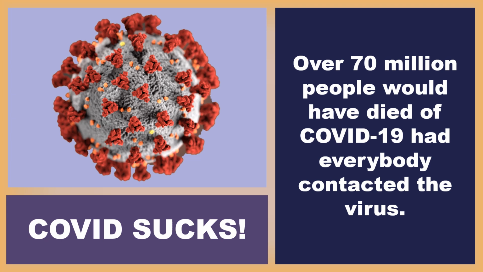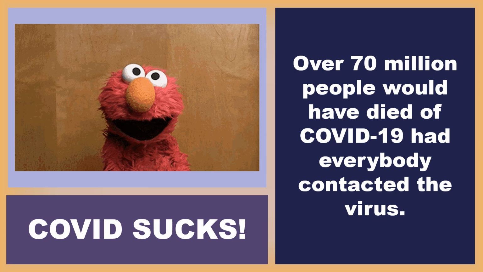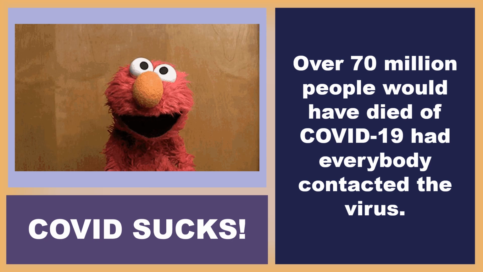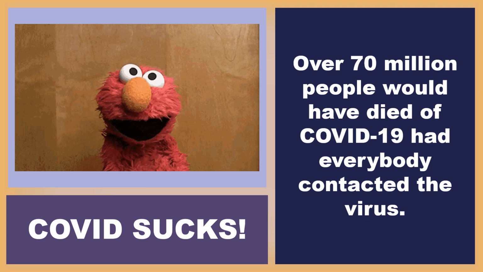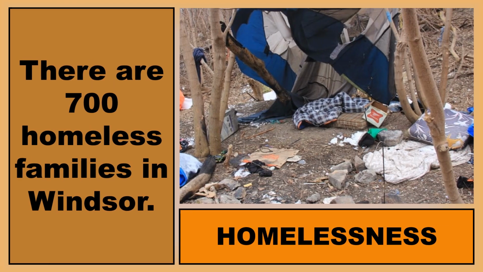We could alternately say that over 70 million people would have died of COVID-19 had everybody on the planet contracted the virus. Now, when the reader sees that total of 70 million, it is a jaw-dropping number. And we can see here how the total, even if it's technically a little bit less than the percentage, can be far more compelling. Now, we might be looking at the homeless situation in Windsor, where neither the percentage nor the total is very compelling.